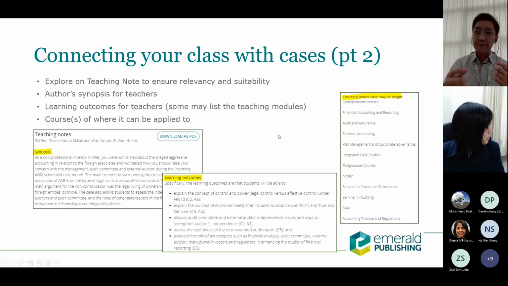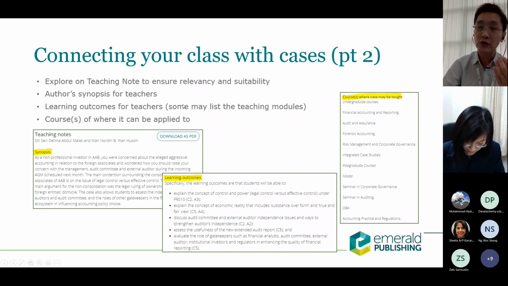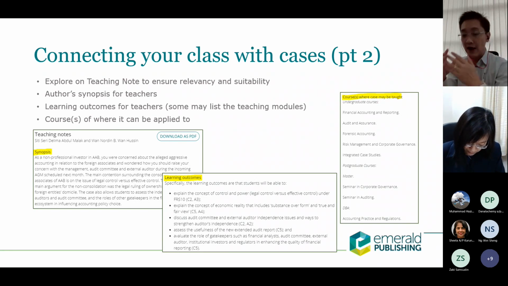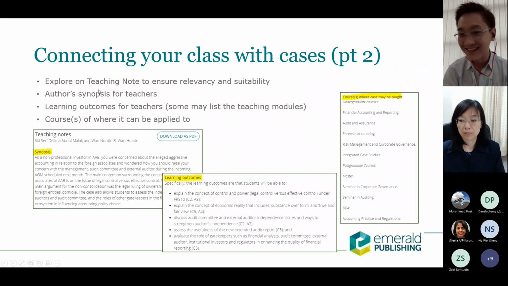So once you search for it, as a lecturer, I would like you to explore the teaching note over here. Once you read about the case, spend some time on the teaching note. The teaching note will ensure relevancy and suitability. So what is a teaching note? A teaching note is basically a guide for the teacher.